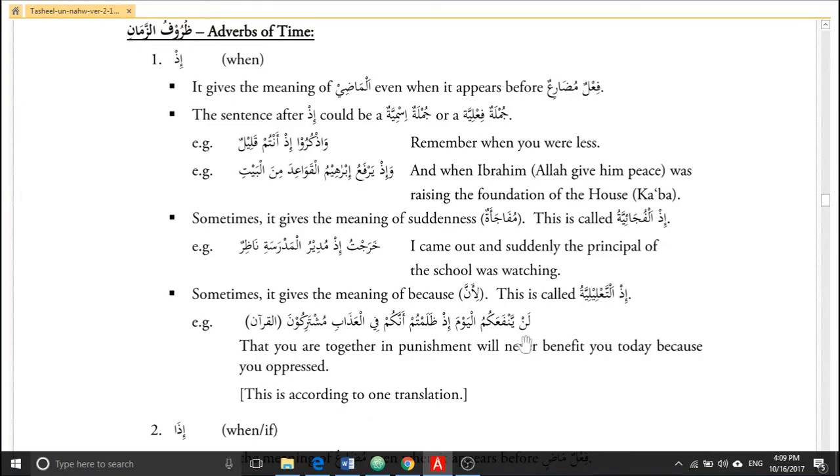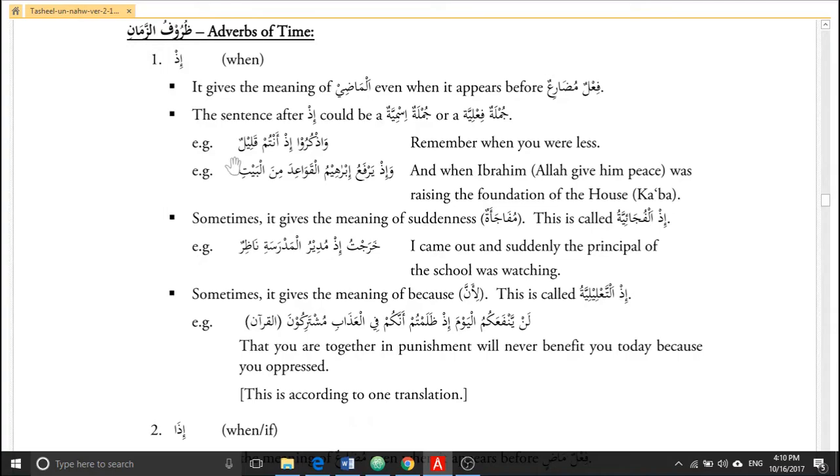So He is saying لن ينفعكم اليوم, that day will never benefit you, because you were together in that oppression. So إذ ظلمتم, here it comes for because. So it comes for when mostly, sometimes used for sudden, فالمفاجأة, something happens suddenly, then إذ is used, and sometimes used for because. So mostly used for when.